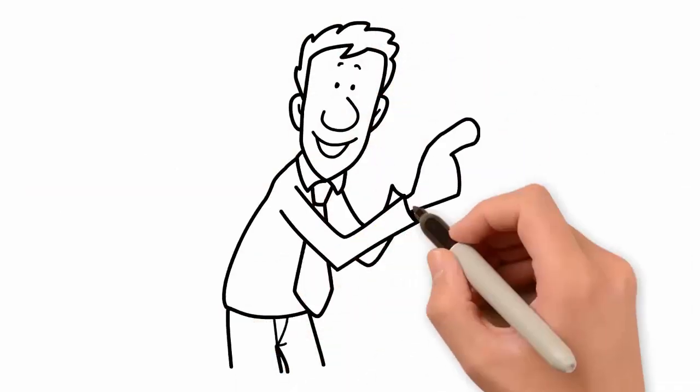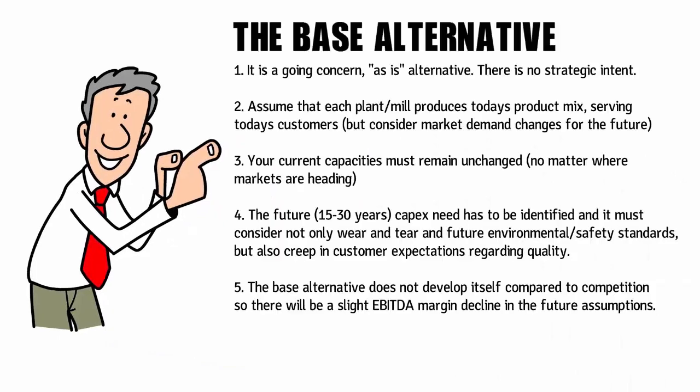Now, this is how the process works. First, you develop a base alternative. A base alternative needs to follow certain rules. Pause now if you want to read them. The base alternative may not be a realistic alternative, but is rather more an analytical starting point for the work to come. All plants are treated the same here.